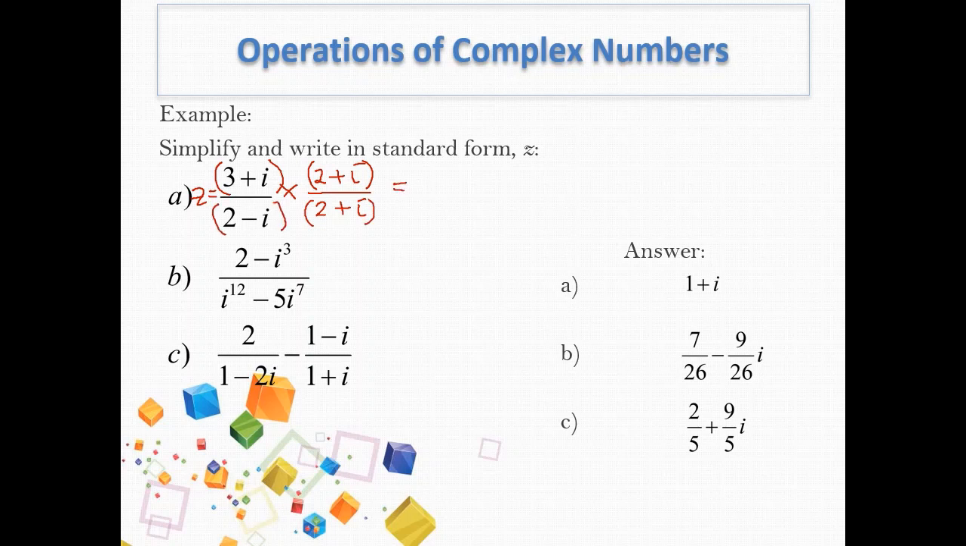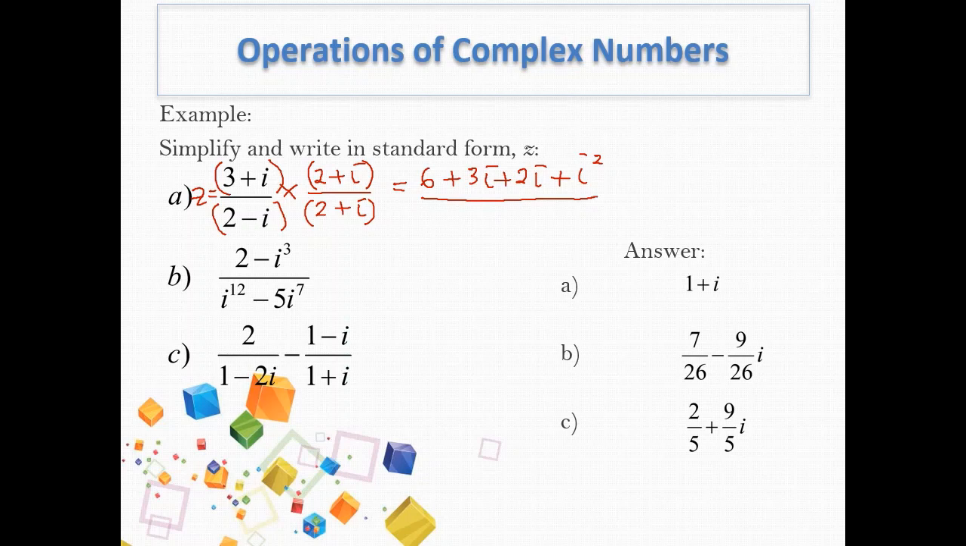That will give us 3 times 2 is 6. 3 times i is 3i. i times 2 is 2i. i times i is i squared. So i squared. Now let us perform the product for the bottom part.